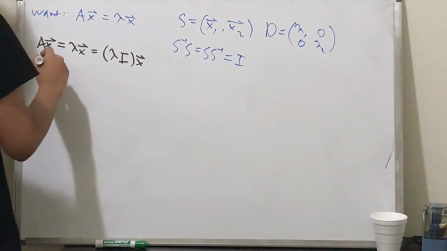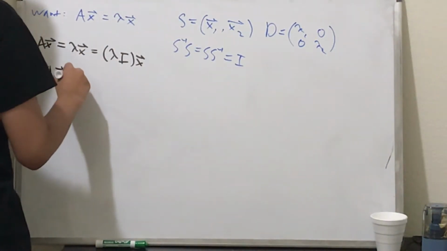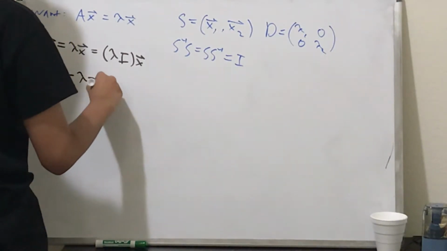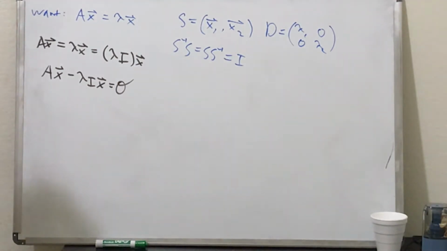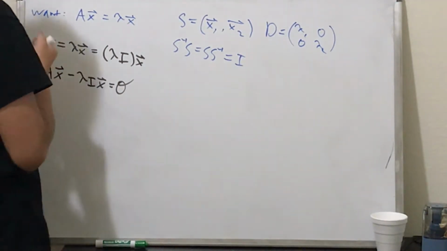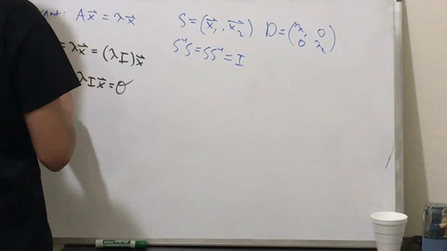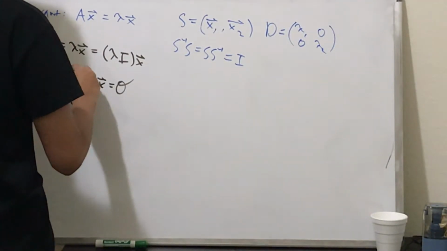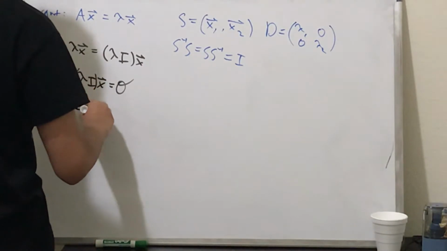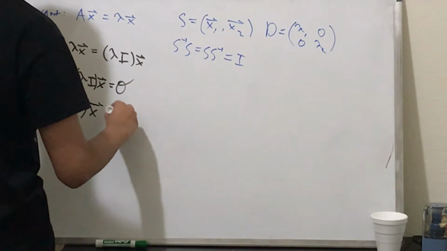Now we're going to subtract it to the other side, so we get Ax minus lambda Ix equals the 0 vector. And what we can do is factor out an x. I suggest you try and prove why you can factor out an x.